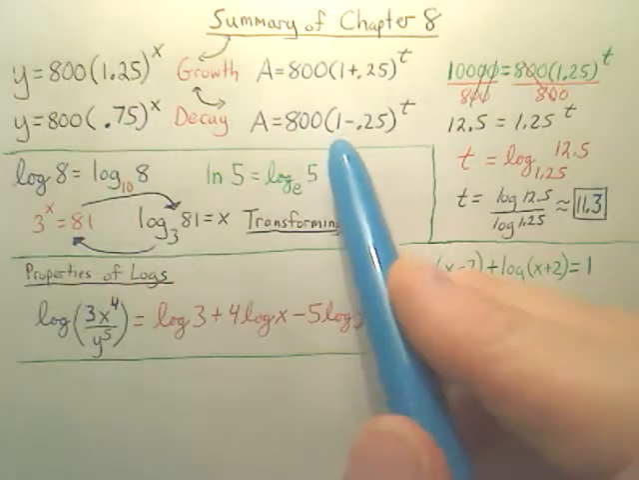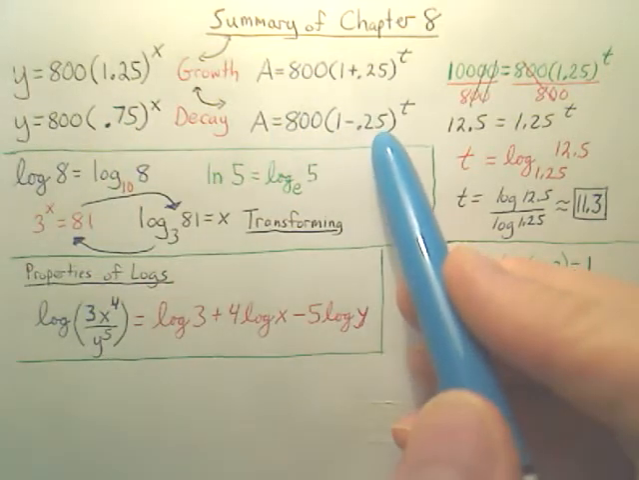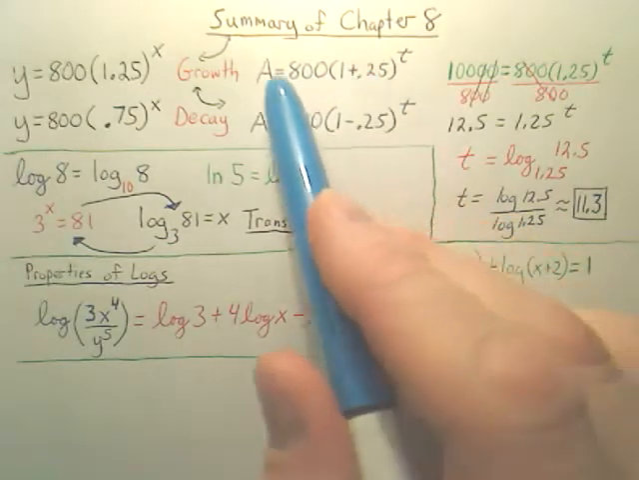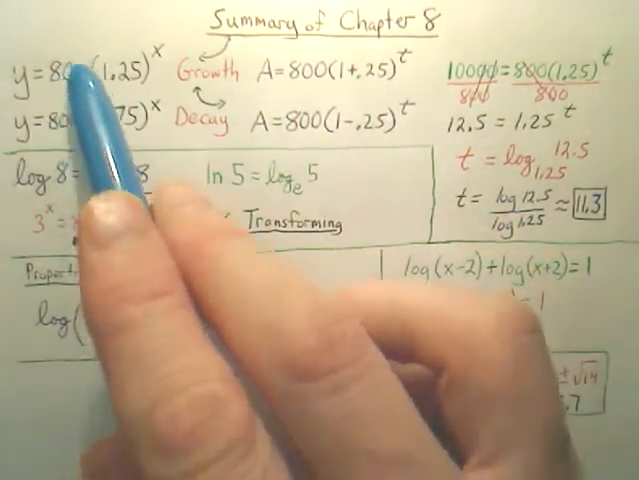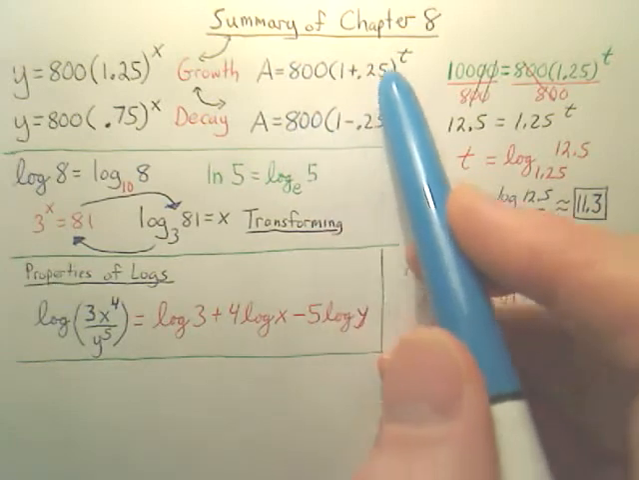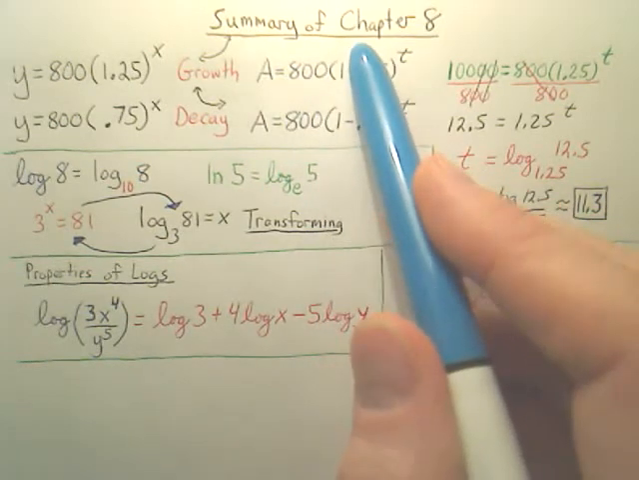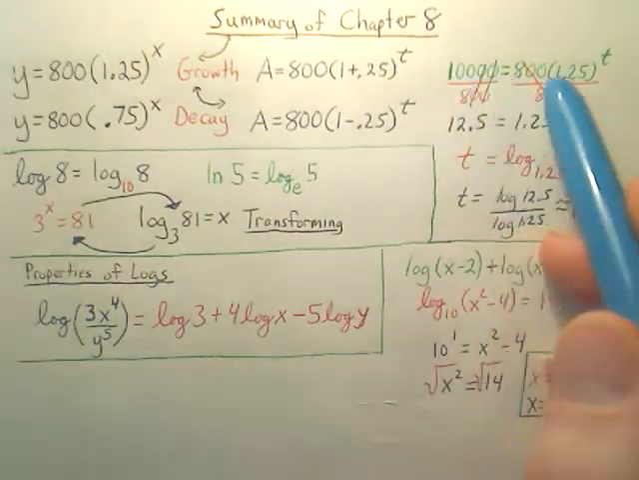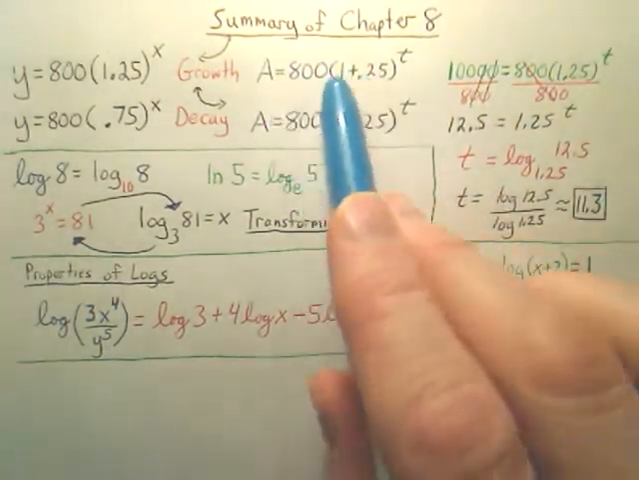Here this is 0.75, so that would be 1 minus 0.25, which means it's a decay of 25%. So these blue equations are just the same as this, but showing it in the terms of a word problem. Now the next question was, what if we wanted to try to solve a word problem like this?